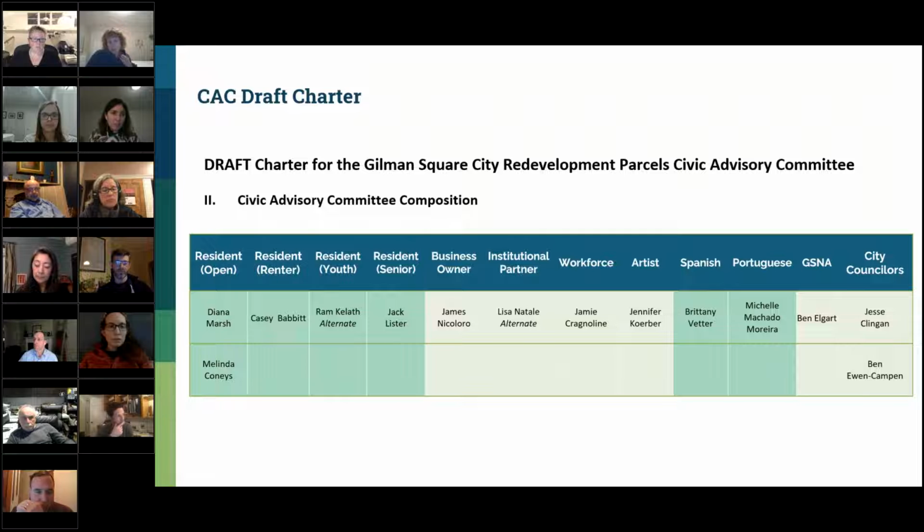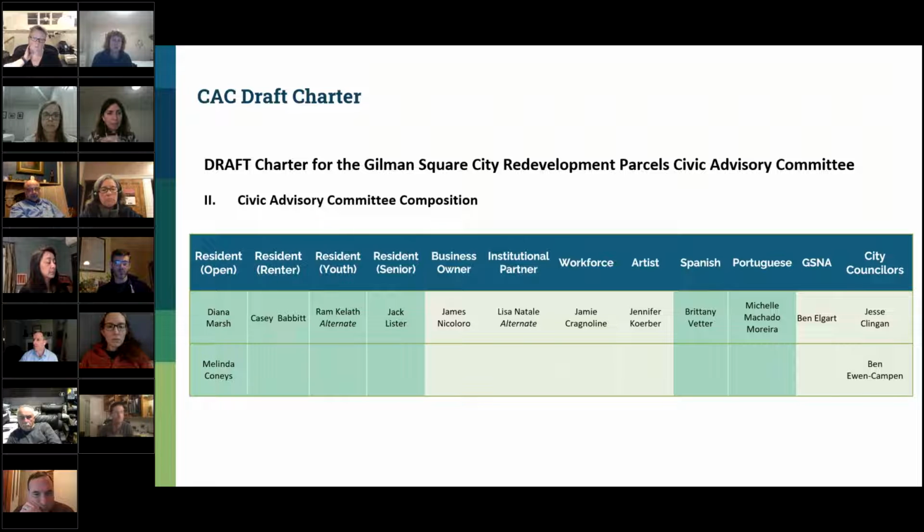Section 2 of the document really just goes through how we've structured the group, all the different seats that we have, and then all those criteria for the selection process that we talked about during your interviews. So I just wanted to share out where we are with how this is organized.